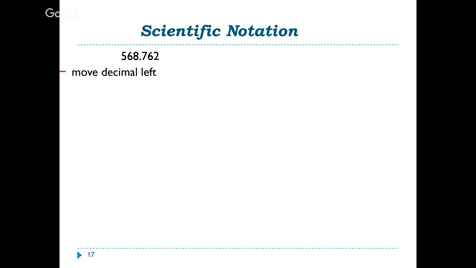So how can we put this number into scientific notation? Well, I noticed that this number is a large number, 568.762. So in order to get this to be a number between 1 and 10, I move my decimal point to the left. I moved it 2 places. So my exponent then is the number of places I move my decimal point, and it's positive once again because my number itself is a large number.